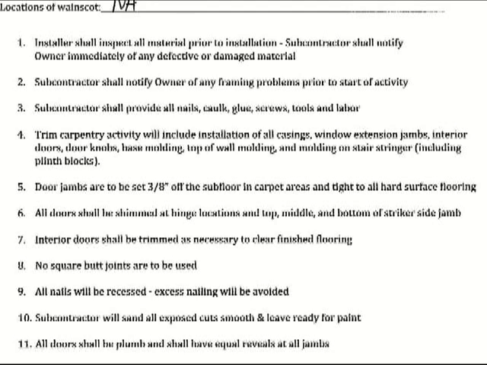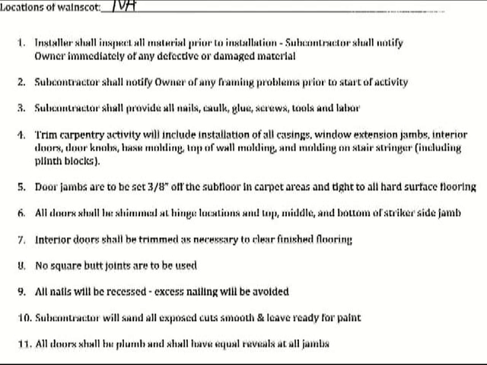Okay, the next item number 4, basically tells the trim carpenter everything that's going to be done by him. All the labor that he's providing is going to be for the casings, the window extension jambs, the doorknobs. All of these items will be installed by him.